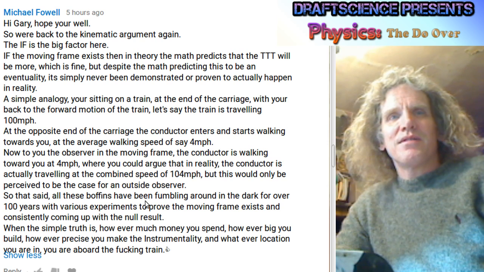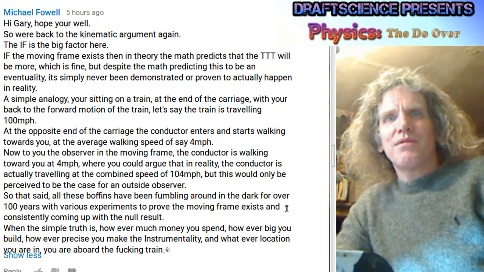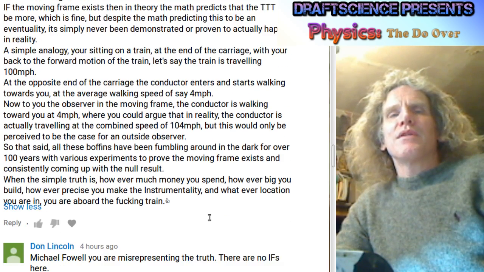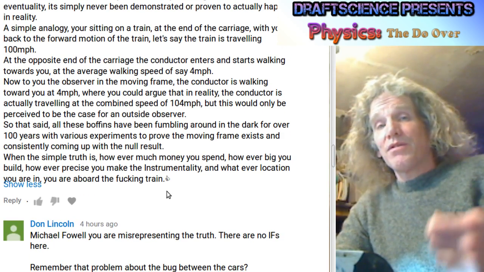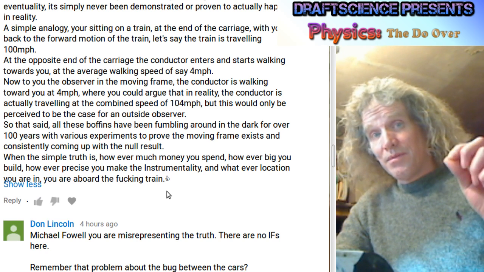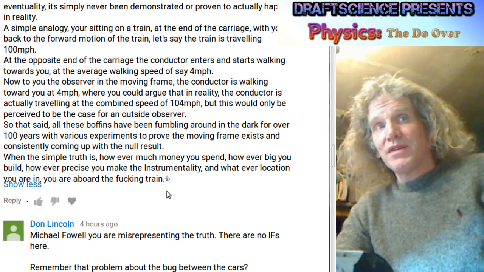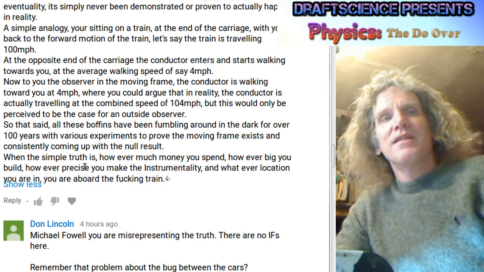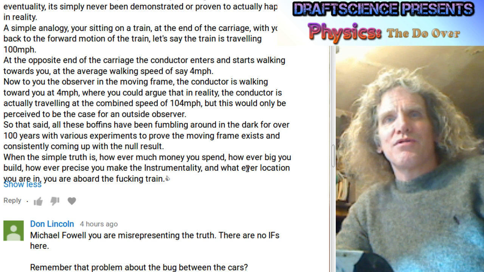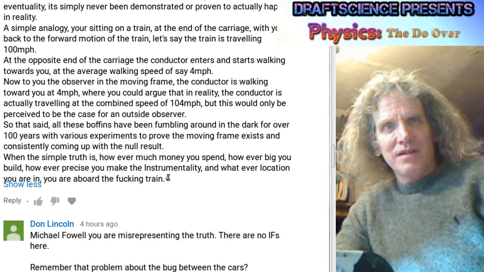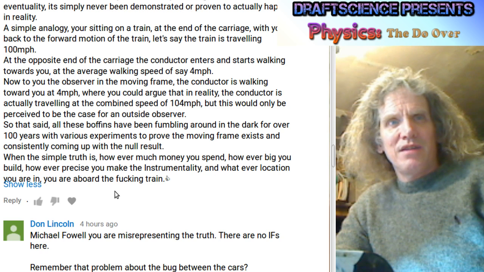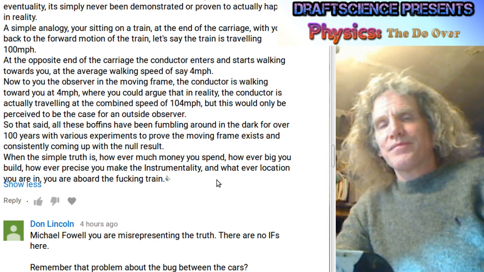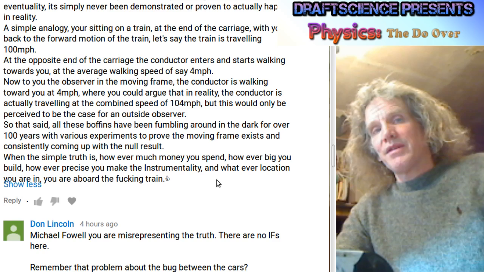So that said, all these buffoons have been fumbling around in the dark for over 100 years with various experiments to prove the moving frame exists and constantly coming up with a null result. Just the fact is that we can't do the experiments, but you have to go really, really fast to see any appreciable changes, because it's the speed of light you're using as the test instrument. And yeah, it's moving really fast. When the simple truth is, however much money you spend, however big you build, however precise you make the instrumentality, and whatever location you are in, you are aboard the train. Well, it is a little, there's more subtleties to it than that, I would argue.